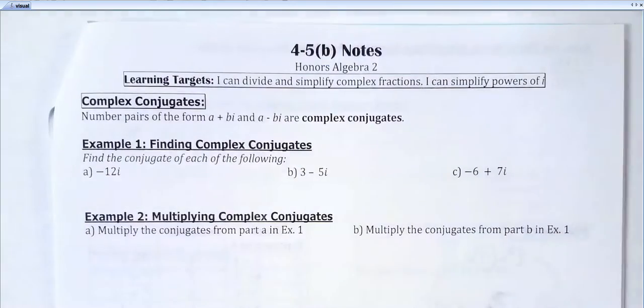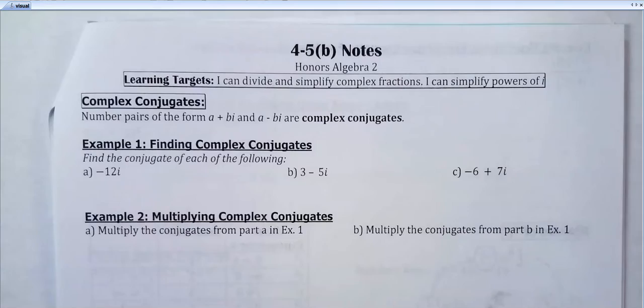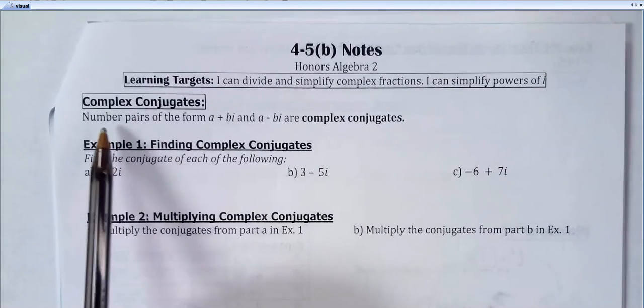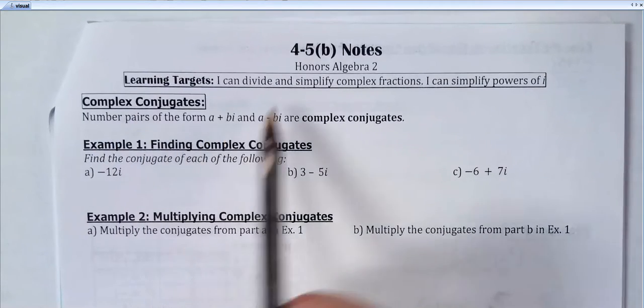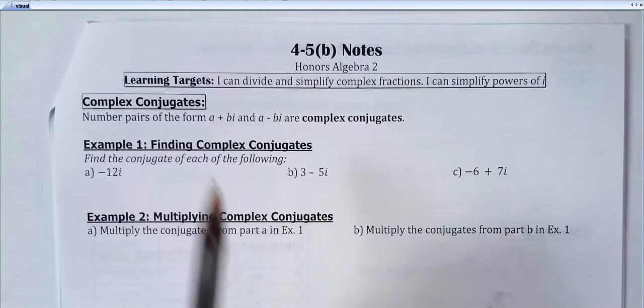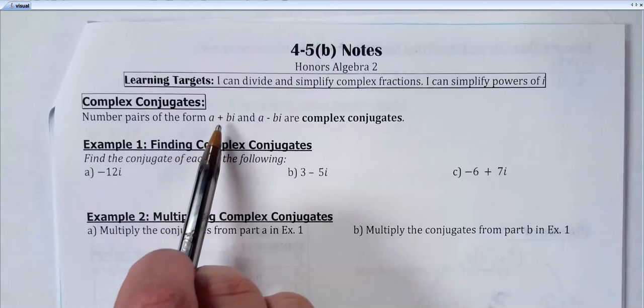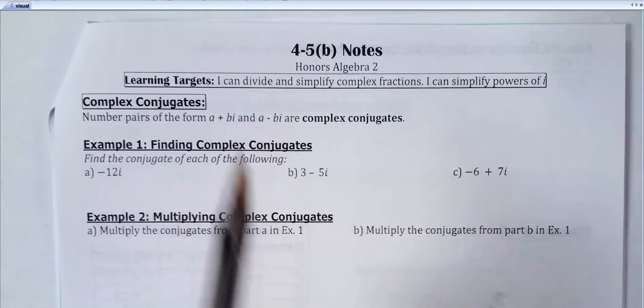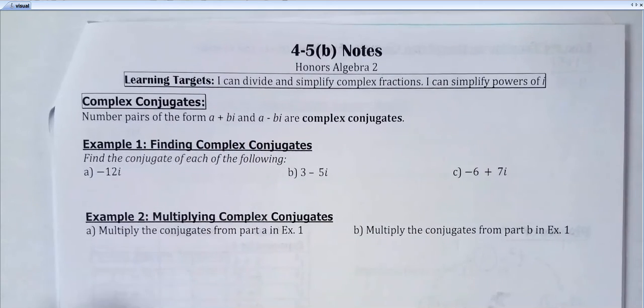So at the very top, I just wrote this definition so you guys could see it. It says number pairs of the form a plus bi and a minus bi are what we call complex conjugates. Literally the only difference between the two, one has a plus and one has a minus. They just switch up the sign in between. That's all a conjugate does. There's also irrational conjugates. We'll get into that more second semester, but when we have complex numbers with the i in them, they're called a complex conjugate.